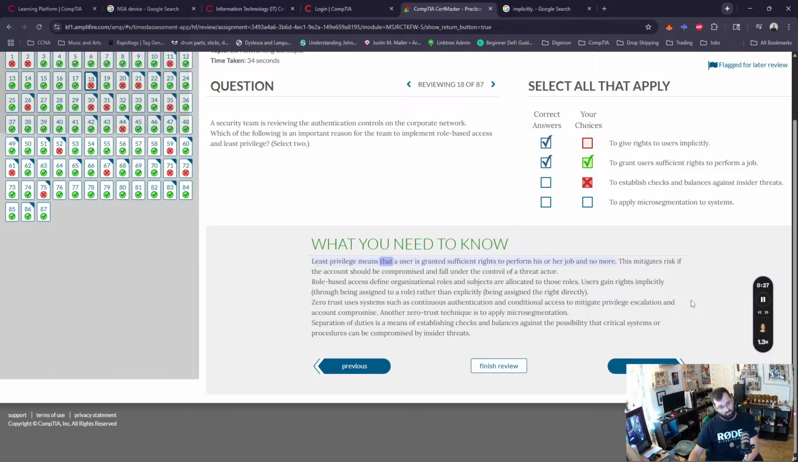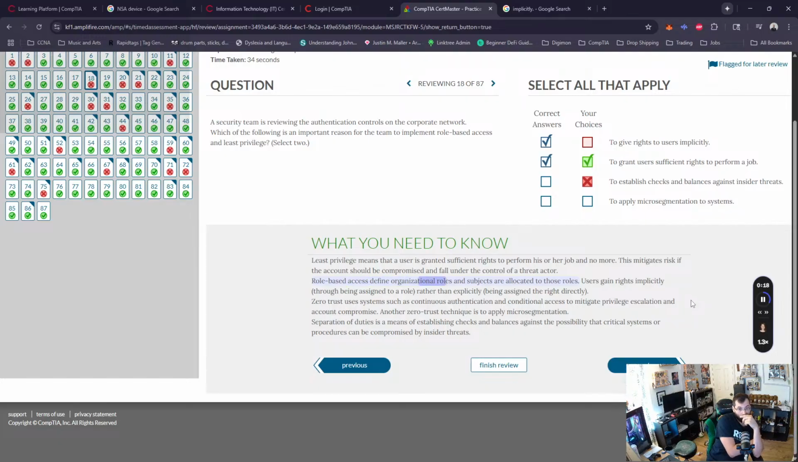Least privilege means that a user is granted sufficient rights to perform his or her job and no more. This mitigates risk if the account should be compromised and fall under the control of a threat actor. Role-based access define organizational roles, and subjects are allocated to those roles. Users gain rights implicitly through being assigned to a role. Oh, okay. Being assigned the right directly.